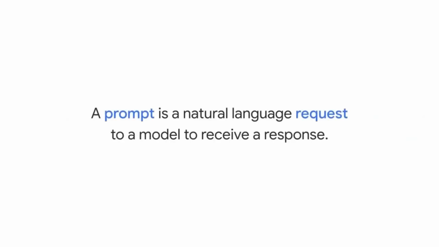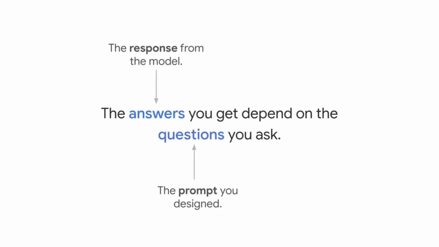So what is a prompt? In the world of generative AI, a prompt is a natural language request submitted to a model in order to receive a response. You feed the desired input text, like questions and instructions, to the model. The model will then provide a response based on how you structured your prompt. Therefore, the answers you get depend on the questions you ask.